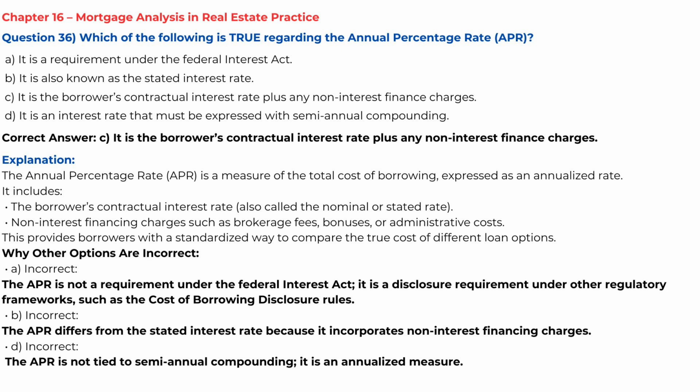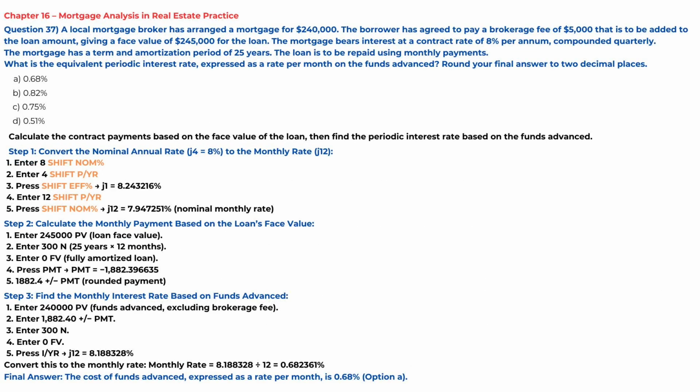Why other options are incorrect? A. Incorrect. The APR is not a requirement under the Federal Interest Act. It is a disclosure requirement under other regulatory frameworks, such as the cost of borrowing disclosure rules. B. Incorrect. The APR differs from the stated interest rate because it incorporates non-interest financing charges. D. Incorrect. The APR is not tied to semi-annual compounding. It is an annualized measure. Question 37.